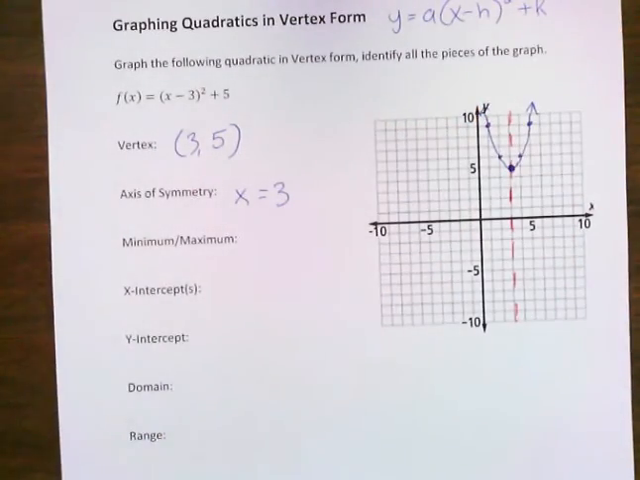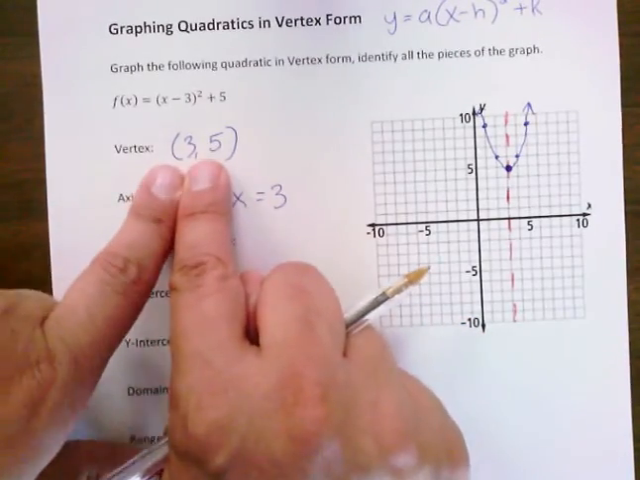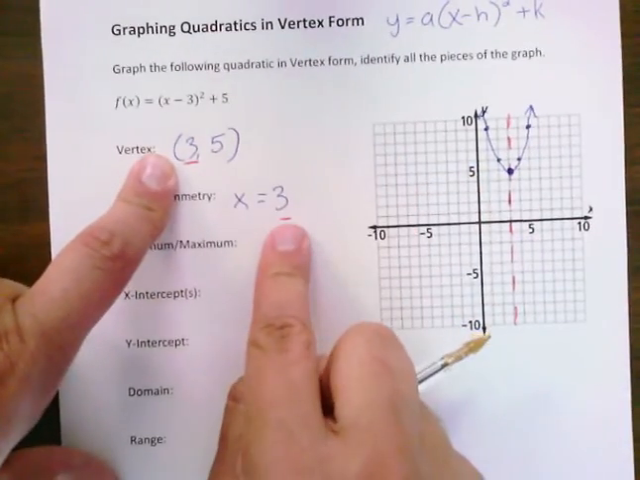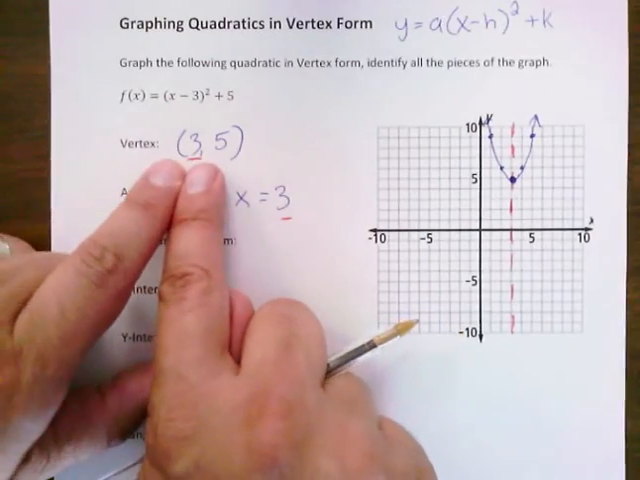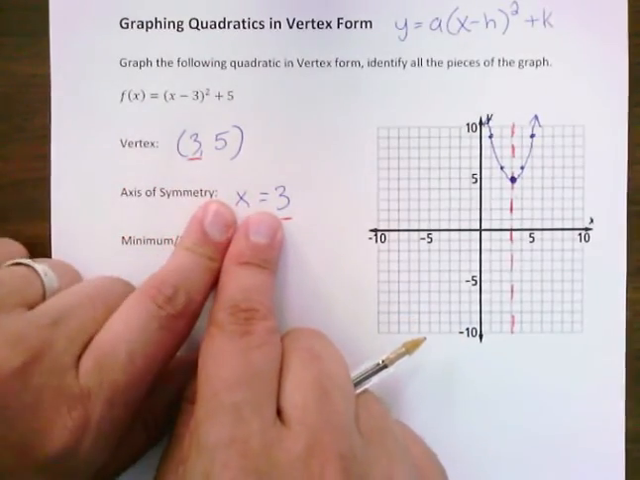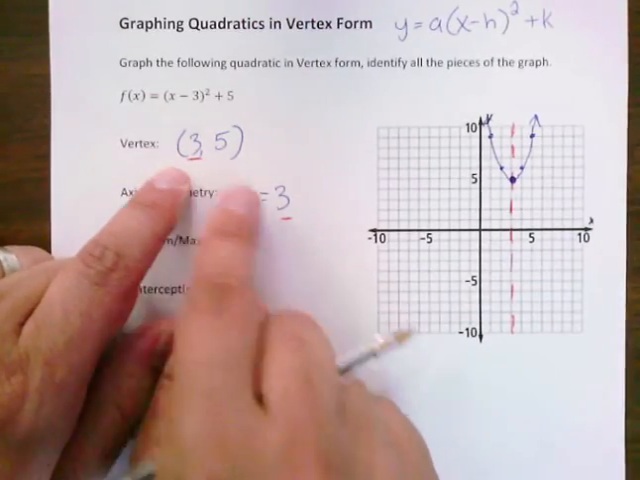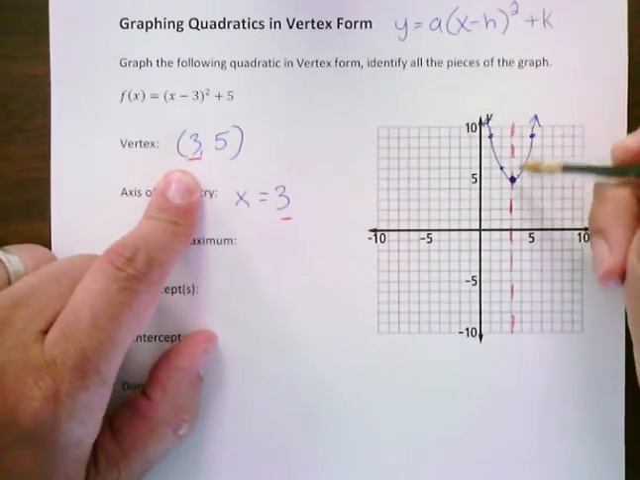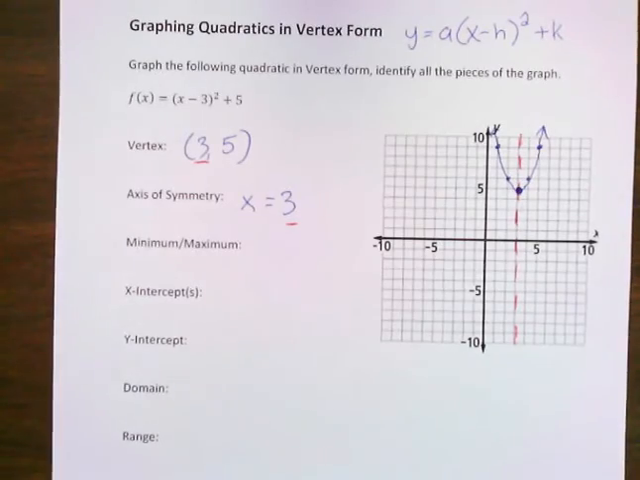Now the cool feature here is if you notice, this is an x value here, x equals 3. If you look at the x value of your vertex, it is also 3. So these numbers match up. That is always going to happen. So if you know the x part of the vertex, you know the axis of symmetry. If you know the axis of symmetry, you know the x part of the vertex. These numbers will always be the same. And it goes back to the idea that the axis of symmetry is going to cross through our vertex.